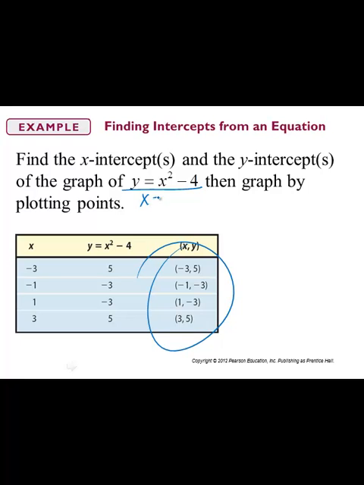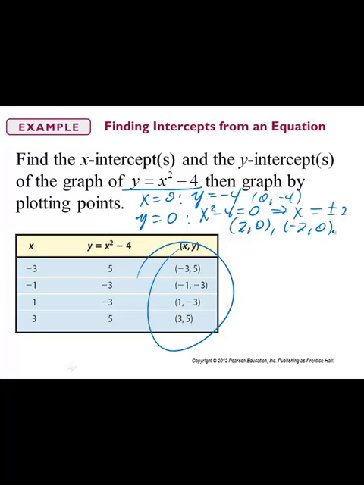Also, we could set x equal to 0, and if x is equal to 0, we have y equals -4. So (0, -4) is going to be the y-intercept. We could set y equals 0, and if y equals 0, we have x squared minus 4 is equal to 0. That means that x squared is equal to 4. That means x is equal to plus or minus 2. So we have (2, 0) and (-2, 0) as our two x-intercepts.